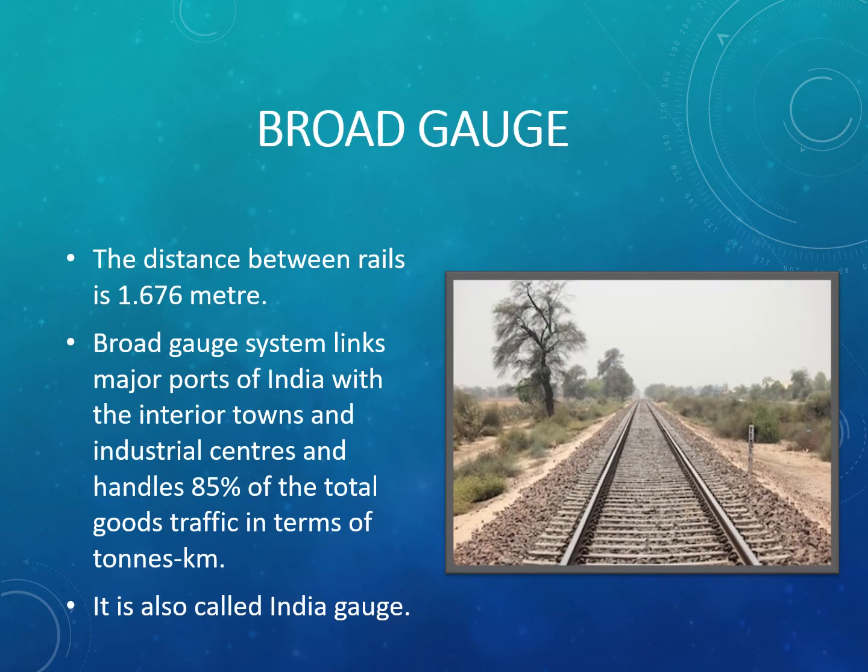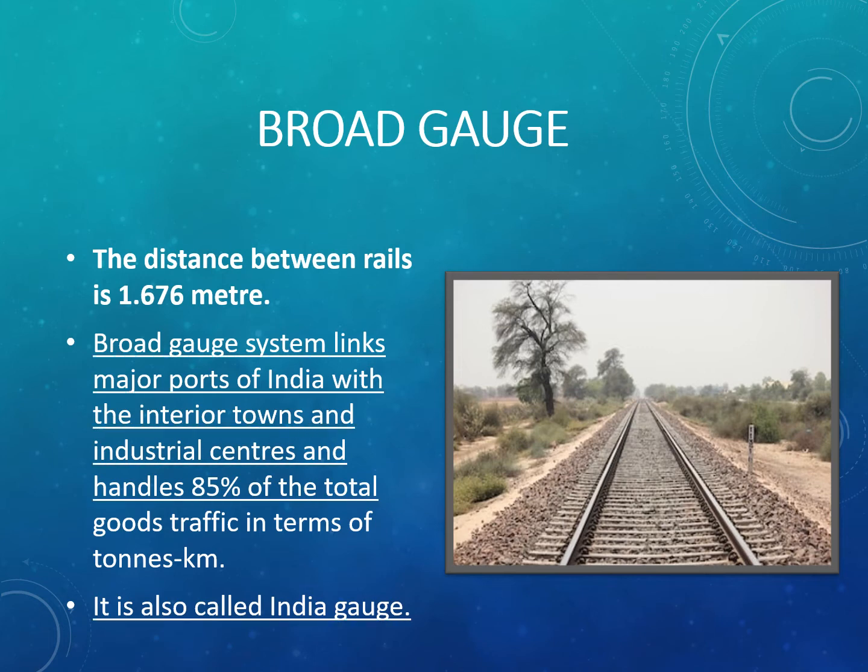Broad gauge. In broad gauge, the distance between 2 rails is 1.676 meter. In India, almost all the main routes are broad-gauged. Broad-gauge system links major ports of India with the interior towns and industrial centers and handles 85% of the total goods traffic in terms of ton kilometer. It is also called India gauge.